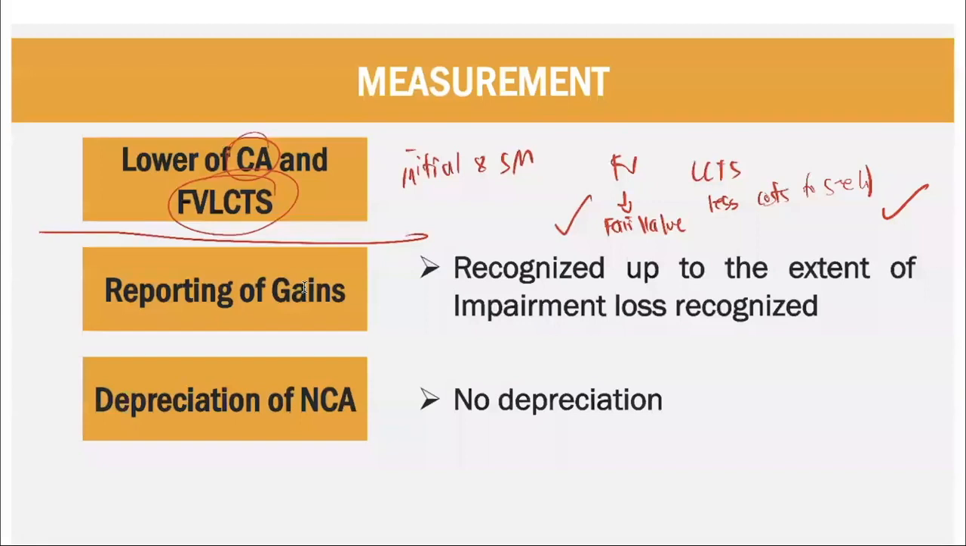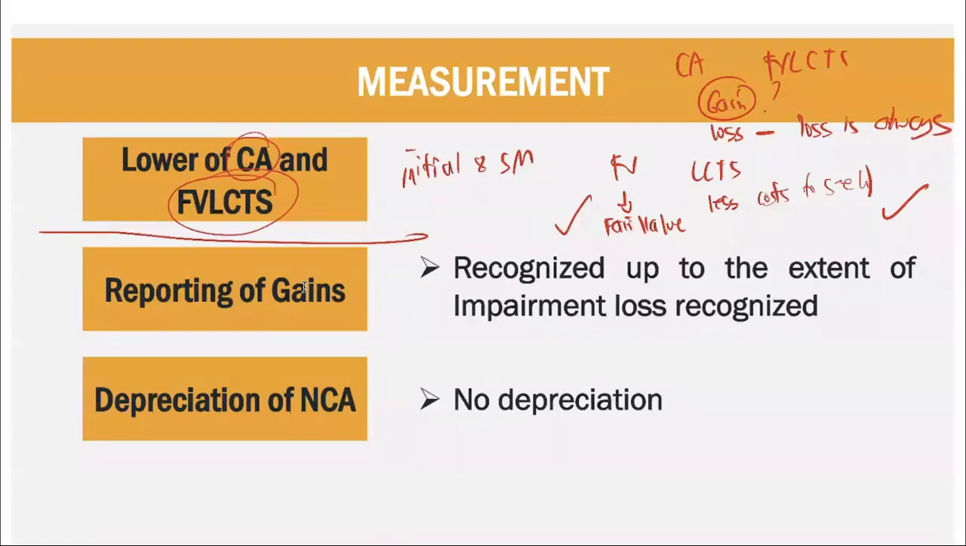The question now is your reporting of gains. Because since you compare your carrying amount and fair value less cost to sell, there can be a chance that there is a gain and there is a loss. If there is a loss, loss is always recognized. But how about gain? How do we recognize the gain?